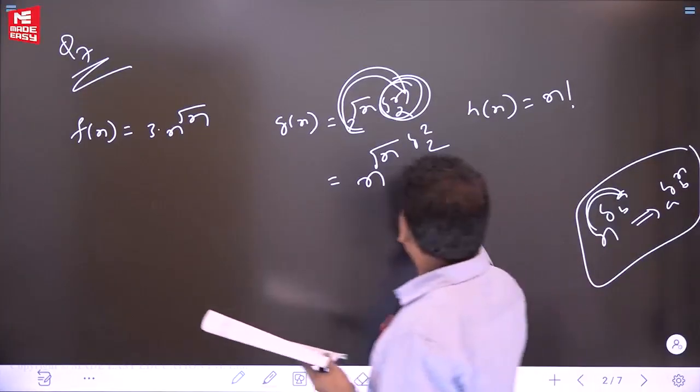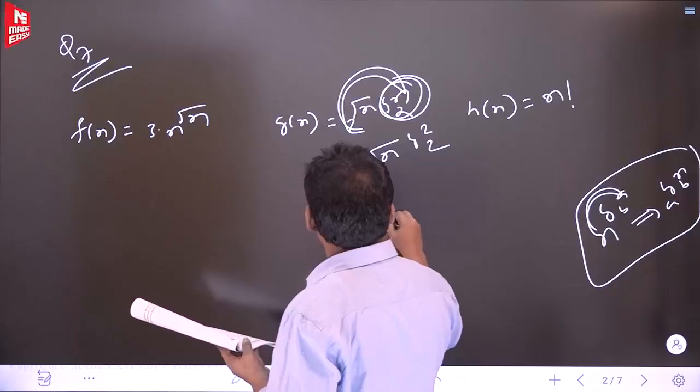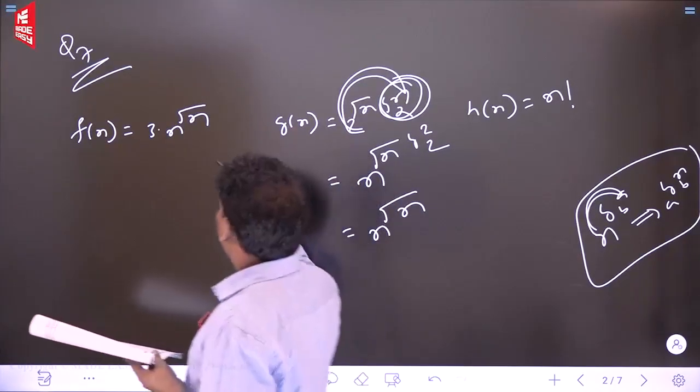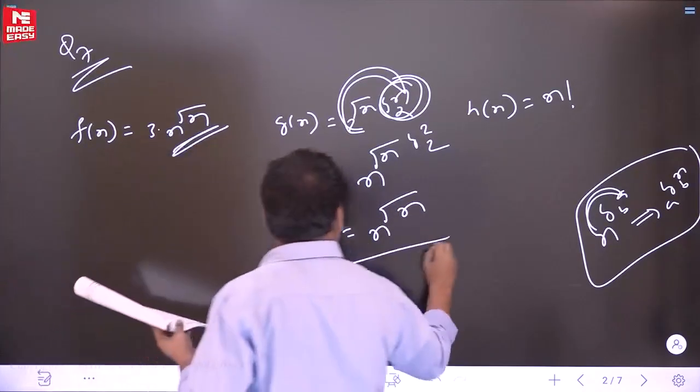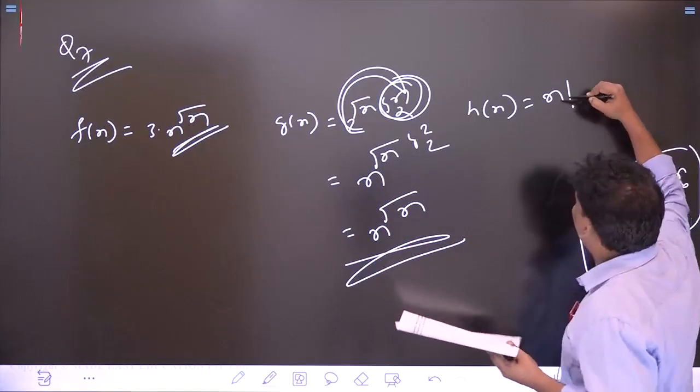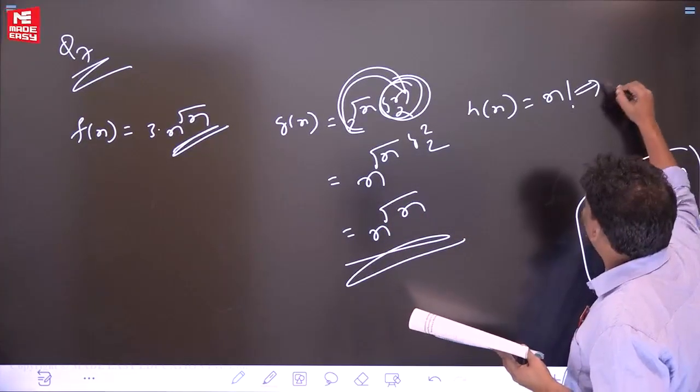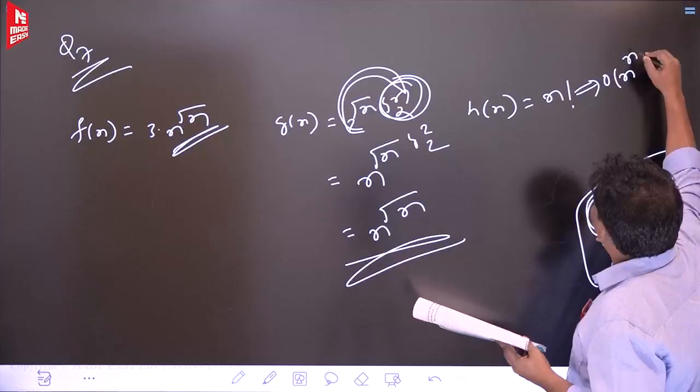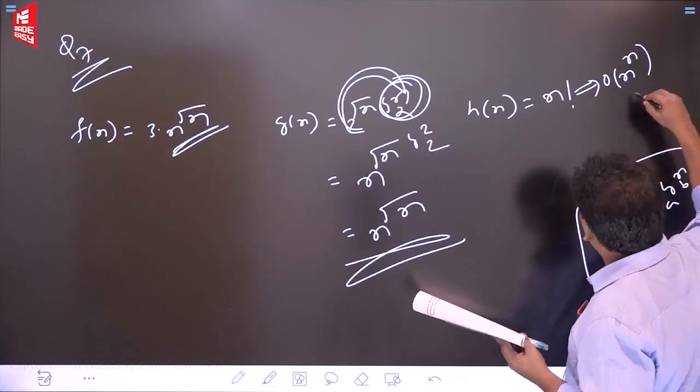Right, same thing. I think if you do this one, it will become n power root n. This is already n power root n. It is n factorial. Everyone, n factorial, what is the closest upper bound? N power n. Right? N factorial's closest upper bound is n power n.